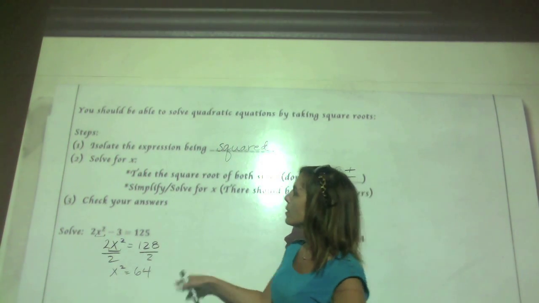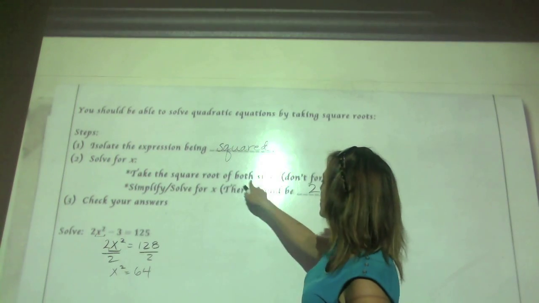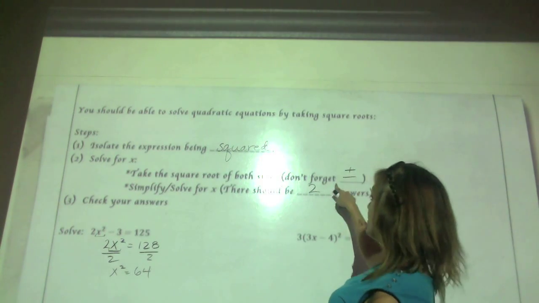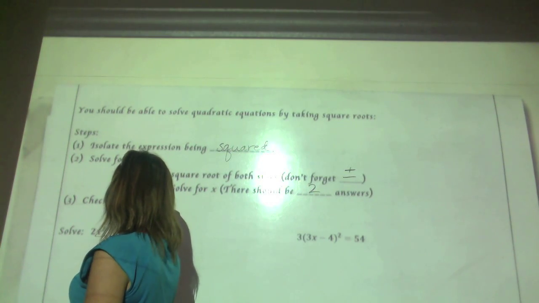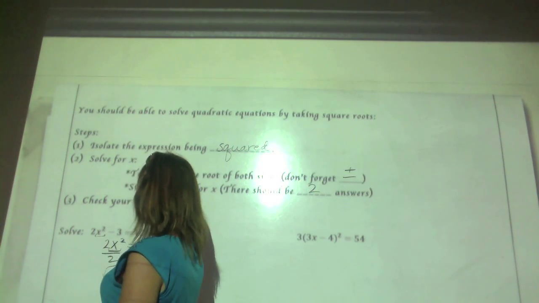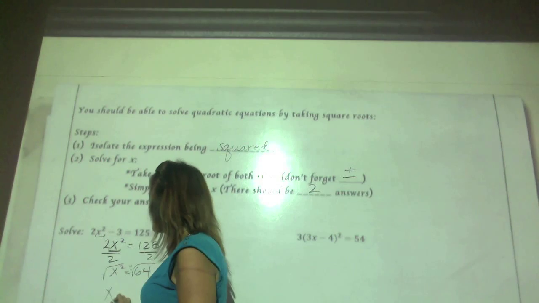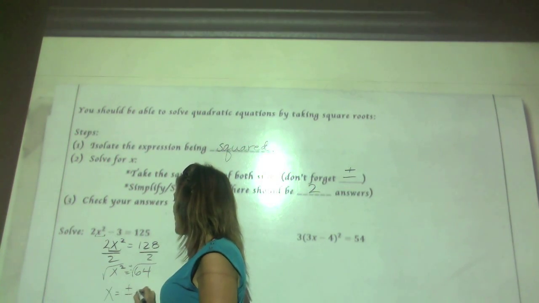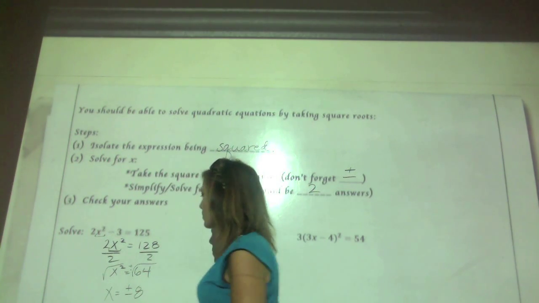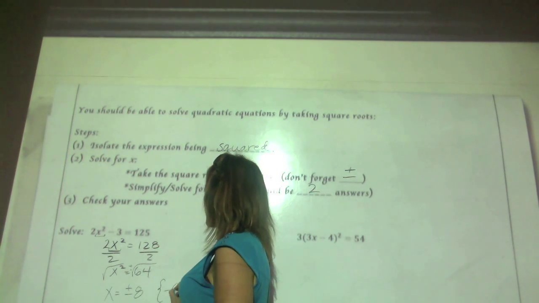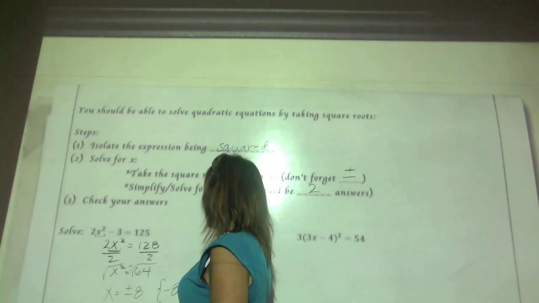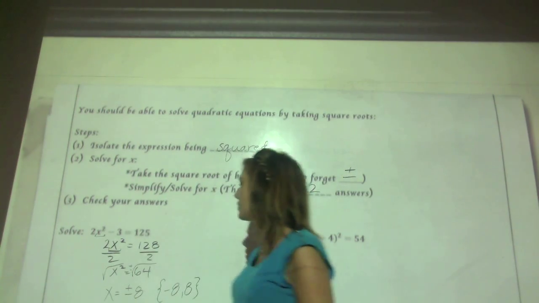So now we go to step 2. Take the square root of both sides, and don't forget that plus or minus. Well, if I take the square root of both sides, I get a plus or minus there, and I get x is equal to plus or minus 8. The square root of 64 is 8. So my solution set is -8, comma, +8.